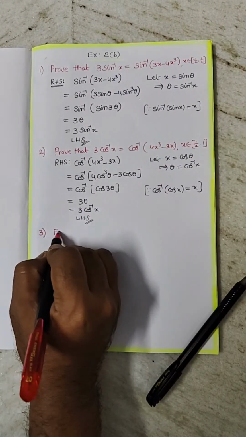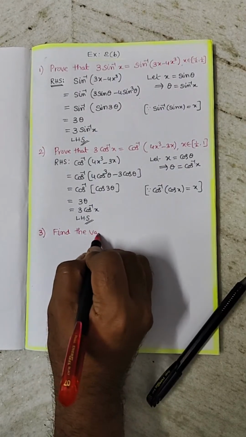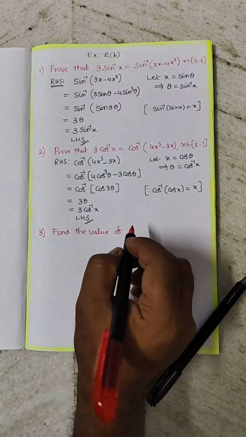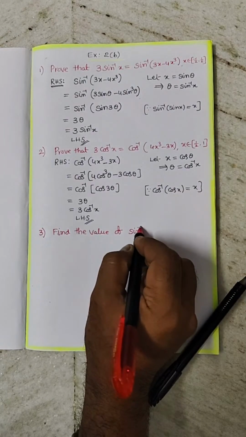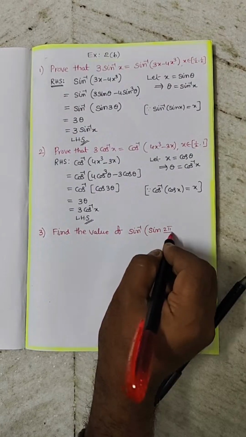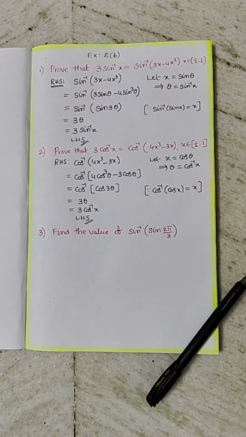Find the value of sine inverse of sine 2 pi by 3. It's a good question. See how to proceed with this value. Has anyone got an idea about this?